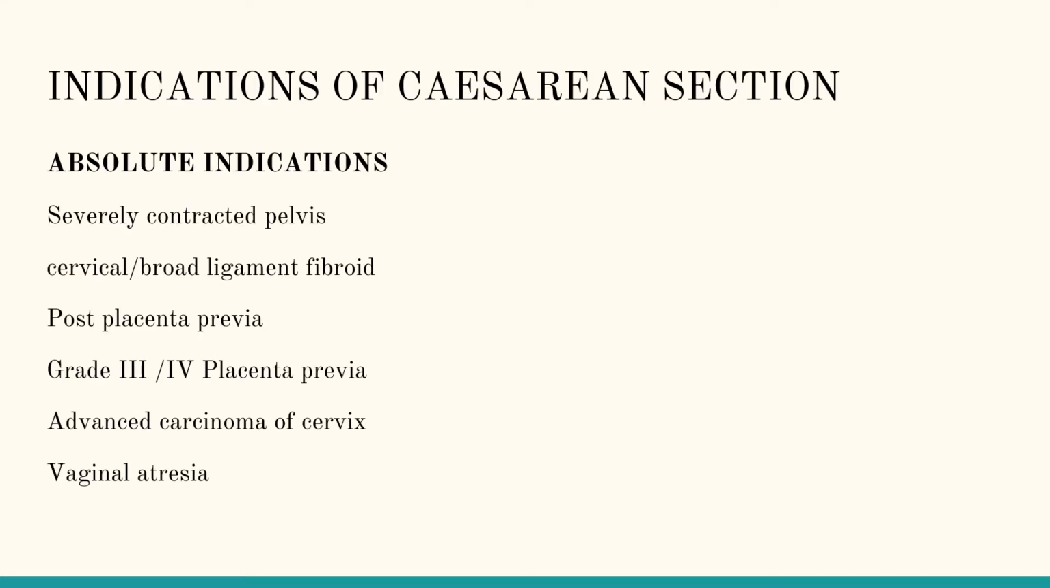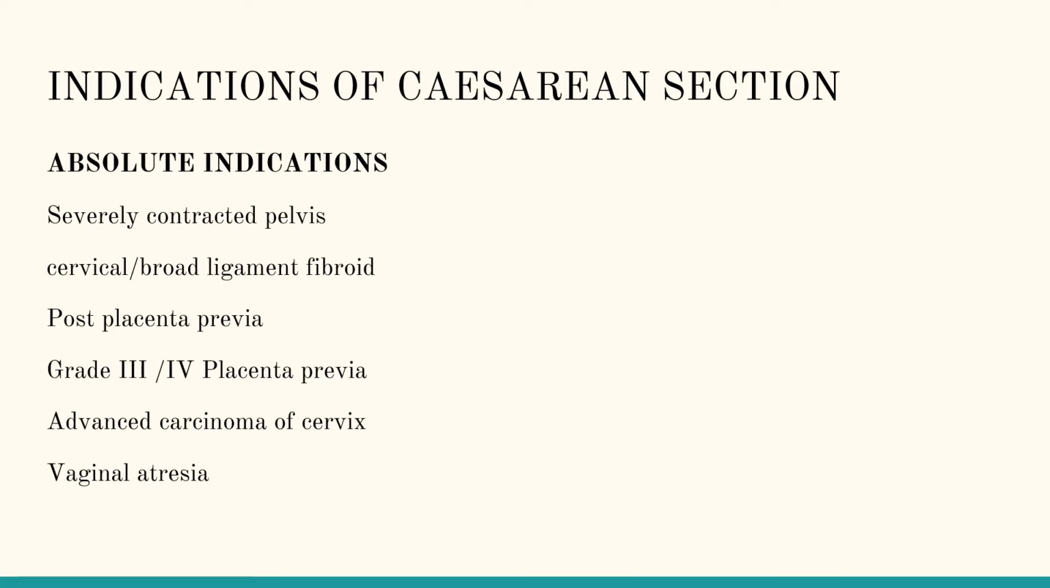So what are the indications of cesarean section? Either they could be absolute indications or relative indications. Absolute indications are where vaginal delivery is just not possible because of increased risk to either the mother or the fetus. And in relative indications, vaginal delivery may be possible, but there is increased risk to the mother and the fetus.